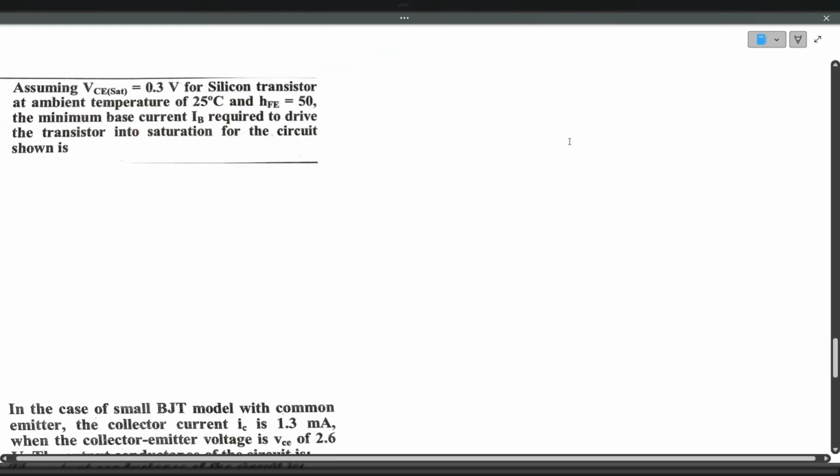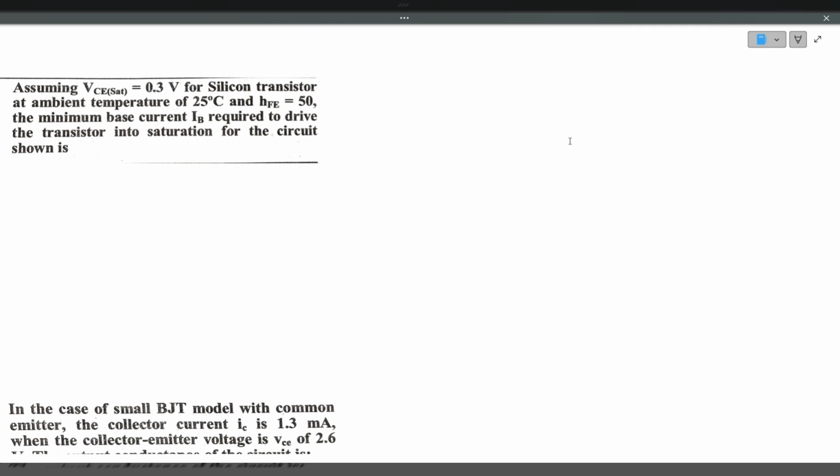We'll see the next question. Assuming VCE saturation is 0.3 volts for the silicon transistor at an ambient temperature of 25 degrees centigrade, HFE, that is beta, is equal to 50. So the minimum base current required to drive this transistor into saturation for the circuit is.